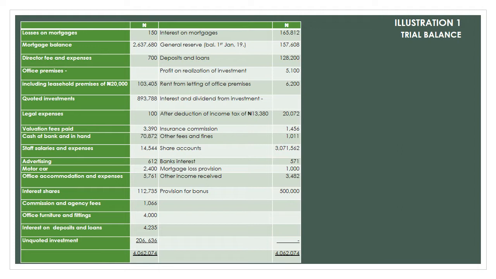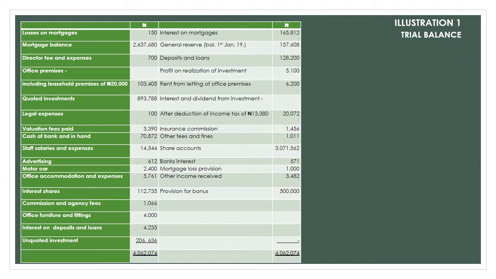So on the right hand side, which is the credit side, we have interest on mortgages. This is an income. Then we have general reserve, which is reserve like capital. Then we have deposits and loans. These are liabilities. These are deposits from members and loans taken from outsiders. So you have it as liabilities. Then profit on realization of investments is an income. Rent from letting of office premises is an income.